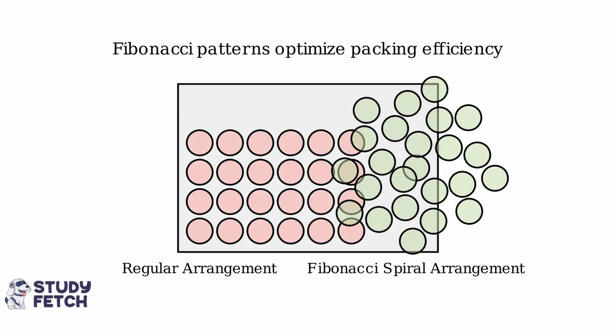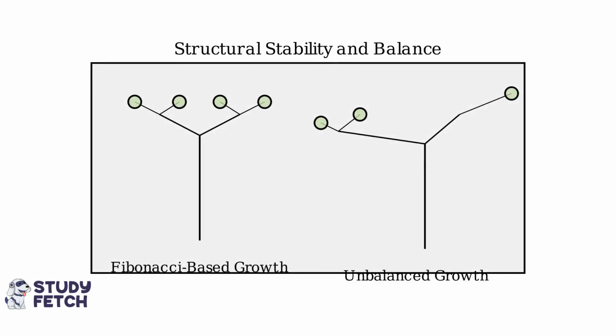The prevalence of Fibonacci patterns in nature can be explained through physics and evolution. From a physical perspective, Fibonacci patterns represent efficient solutions to packing problems, how to arrange structures in limited space with minimal energy expenditure. The golden ratio, which appears throughout Fibonacci structures, provides an optimal balance between growth and structural stability.